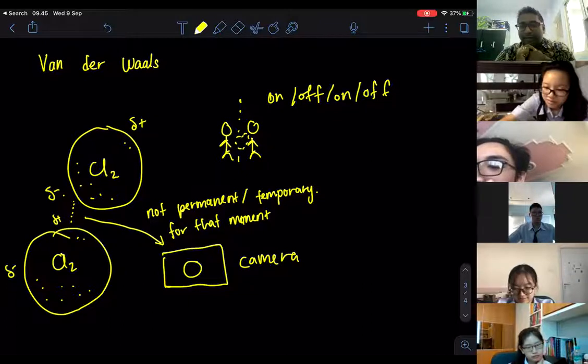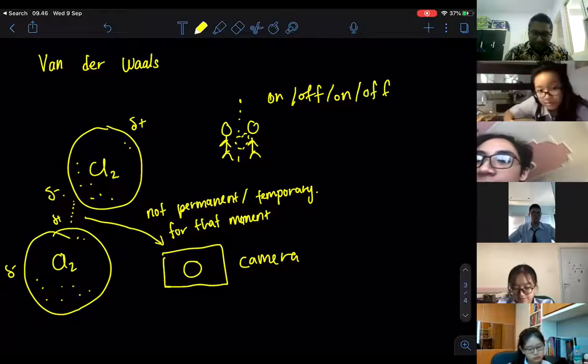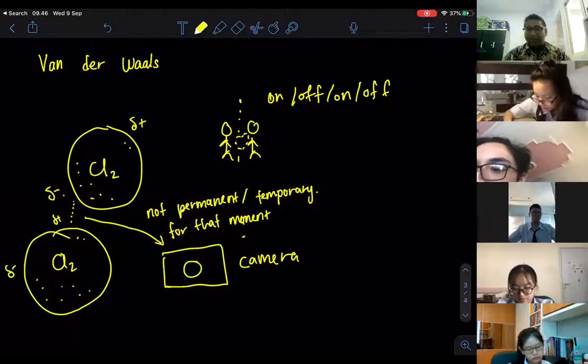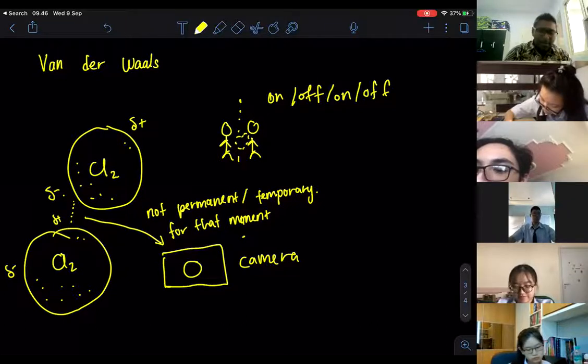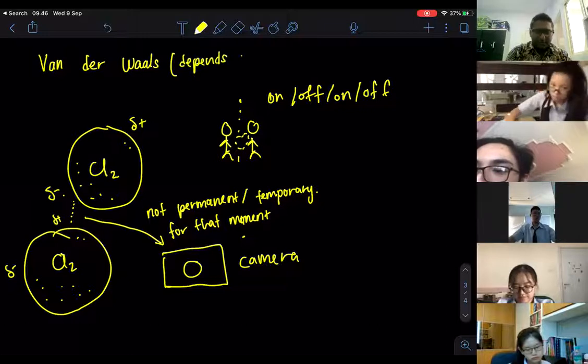This is not going to be a very good force of attraction, because if I take the next moment, maybe this bond is going to be broken, and then you will have the van der Waals forces in some other places. So this one is important to note: van der Waals forces are not permanent. They can change because of the movement of electrons, and do remember, van der Waals forces depend on electrons.